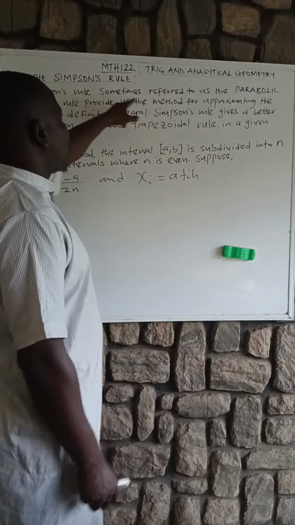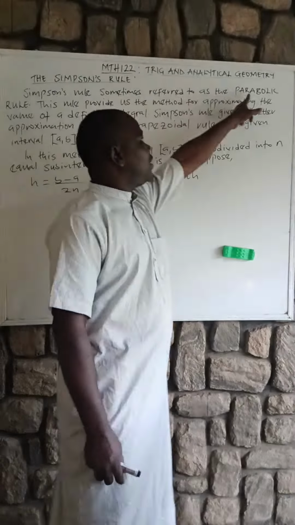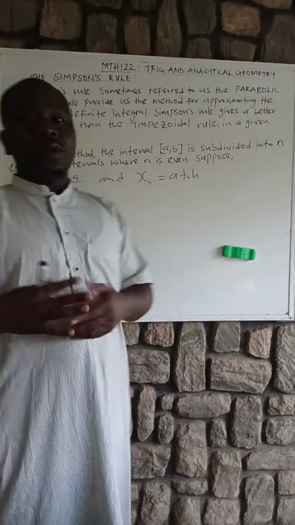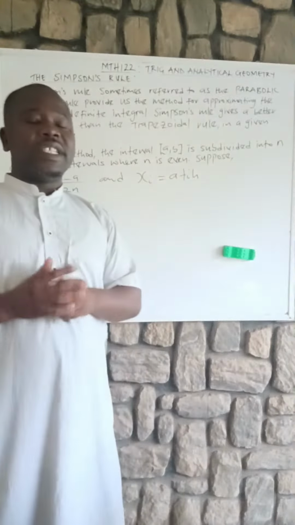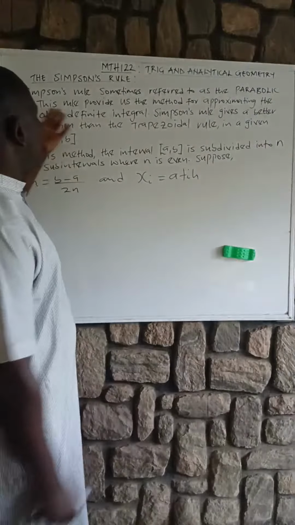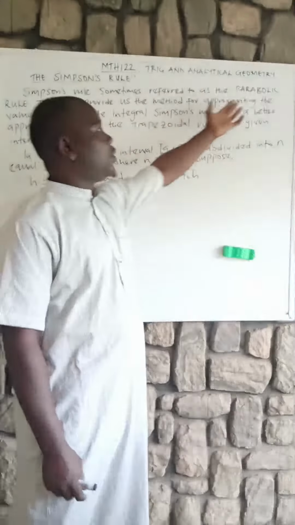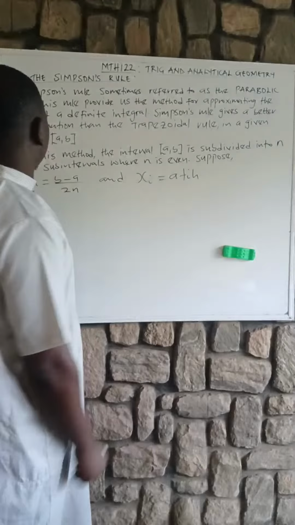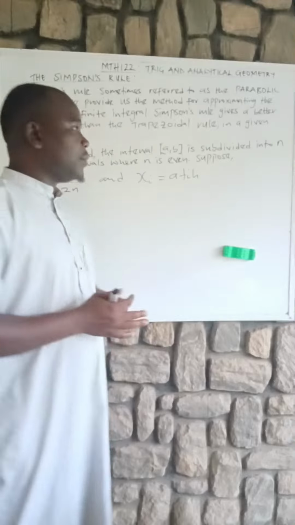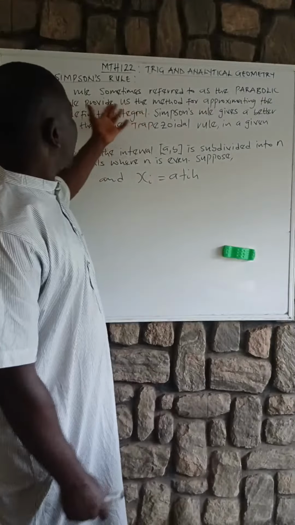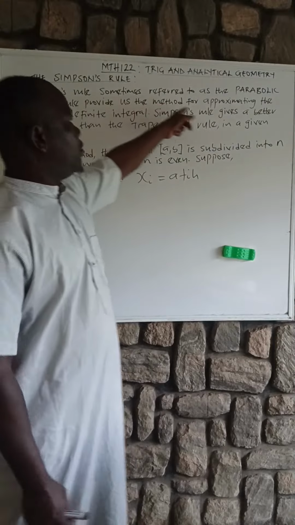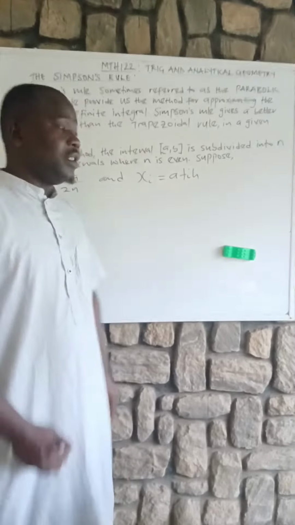Simpson's rule is sometimes referred to as the parabolic rule. It means the parabolic rule is the same thing as Simpson's rule. This provides us the method for approximating the value of a definite integral.